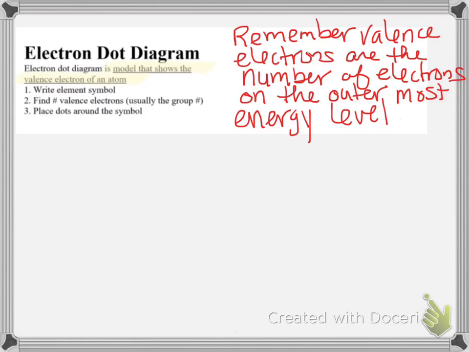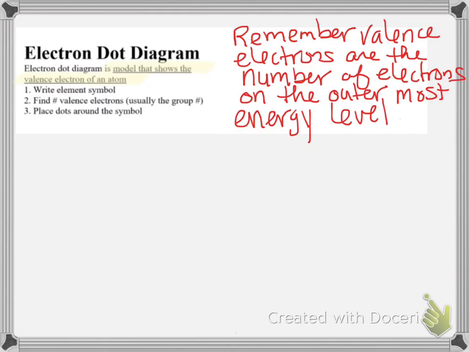So when we look at those rings we did yesterday in Bohr's model, the last level that's there is the level that the valence electrons live on. And so that's how you can find them. If you have drawn a Bohr's model, you can look at that last ring, or you can look at the group/family number at the top of the columns that we talked about. There's 18, 1 through 18.